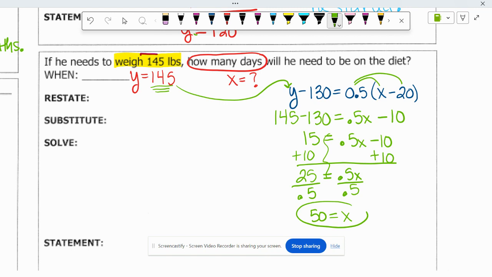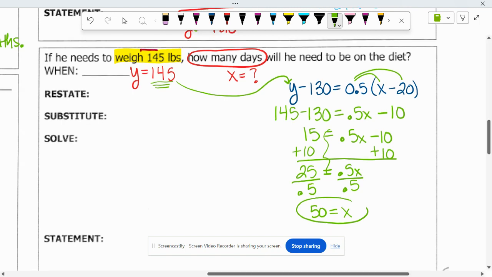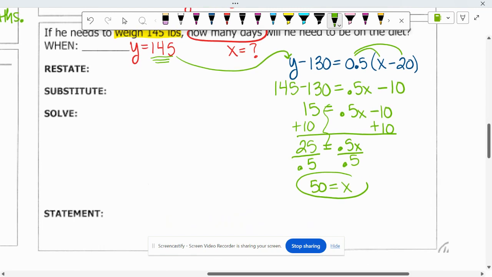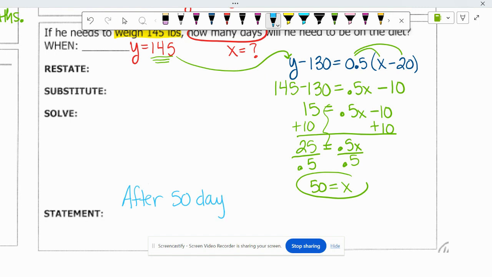And x is the number of what? Number of days. So Savannah, do you feel like you can give us a statement? Perfect. After 50 days, he weighs 145 pounds. I love that. That's perfect.